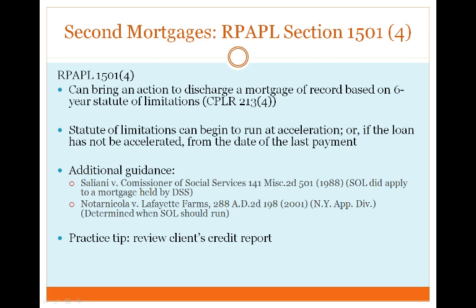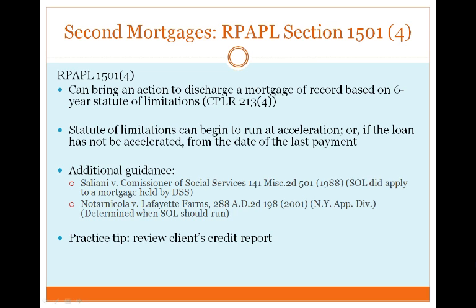Now, the case that I have listed on here, the second one under additional guidance, determined when the statute of limitations should begin to run. So in this case, what they wanted to look at is whether it should be from the time of acceleration of the loan or from the date of the last payment. The statute of limitations in mortgage cases is 6 years. So in this particular case, they were looking at a mortgage that had been accelerated but had no movement on the foreclosure for 6 years. And that is when you could determine a statute of limitations has run.